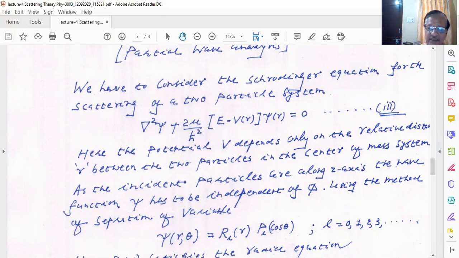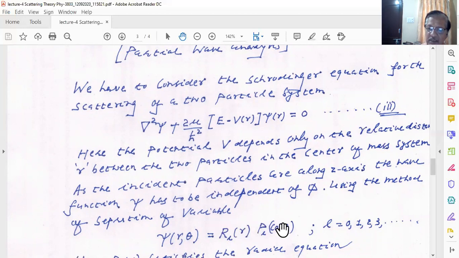So I can write psi, which is a function of r and theta. I split my wave function into the two parts. This is my radial part and this is the angular part. So the radial part of the wave function is R_L of r, right? And this is your P_L cos theta.